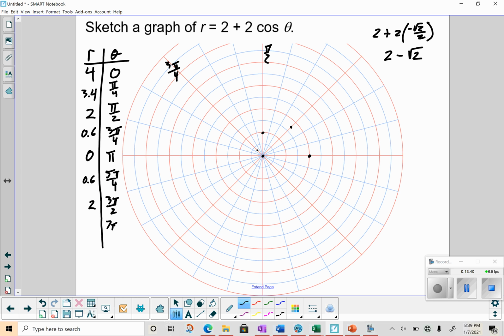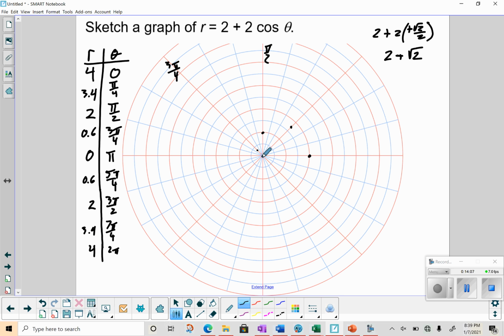If I do 7 pi over 4, that puts me in the middle of quadrant number 4. Cosine in the fourth quadrant, though, turns back to positive. So, okay, this is positive. That's addition. 2 plus, we did that already, 3.4. And of course, 2 pi, it's the same thing as 0. We'll be back to 4.